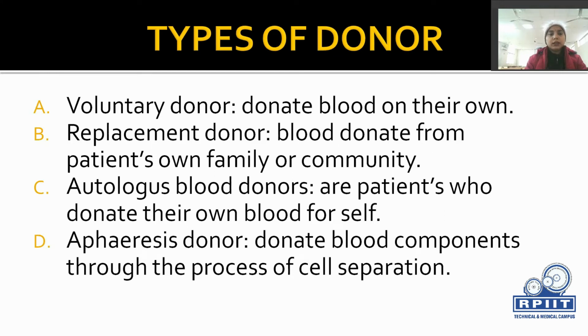Now, there are many types of blood donors. First one, voluntary donor. They donate blood on their own. Then replacement donor. Blood is donated from the patient's own family or community. Then autologous blood donor. They are the patients who donate their own blood for themselves. Then apheresis donor, who donates blood components through the process of cell separation.